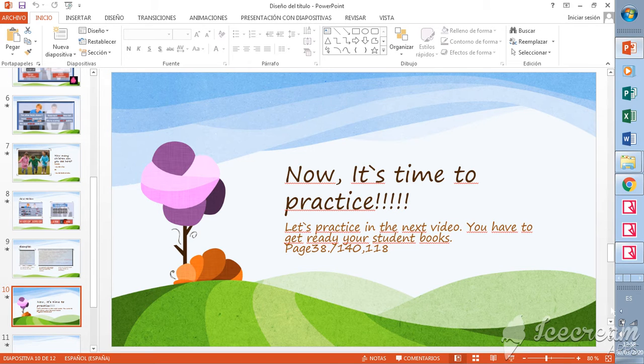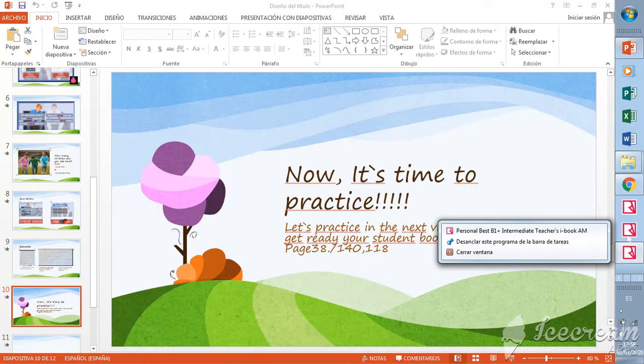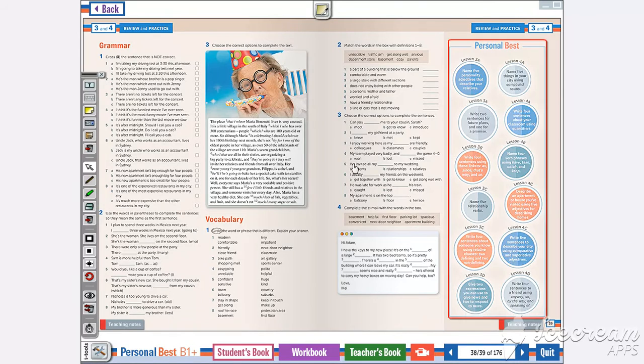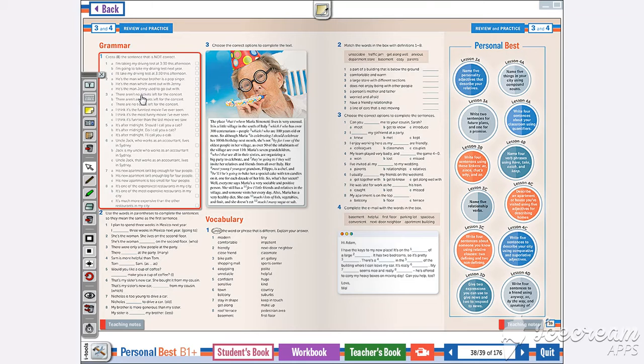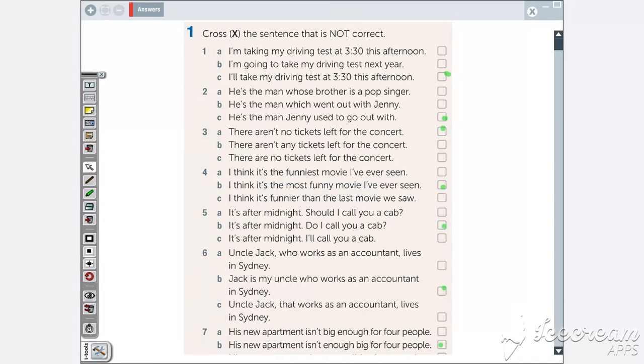Today we're going to have a practice review and work on your student book. Would you mind opening your student book, please, on page 38? If you're ready, we're going to start. On exercise number one, we're going to work on the sentences that you think are not correct. But before we start, I wanted to check that we don't make a mistake. I have some answers, but I wanted to take a look together, okay?